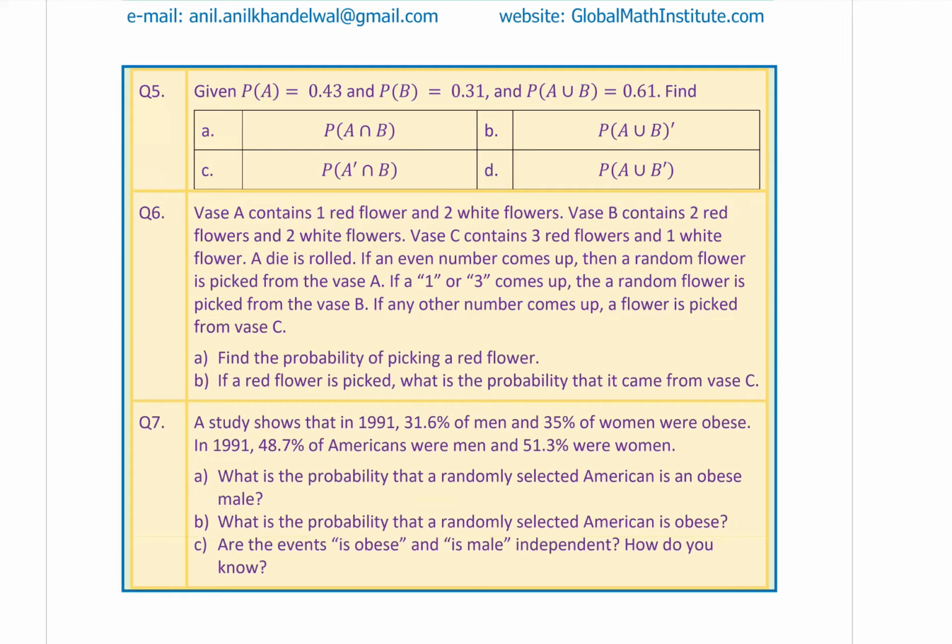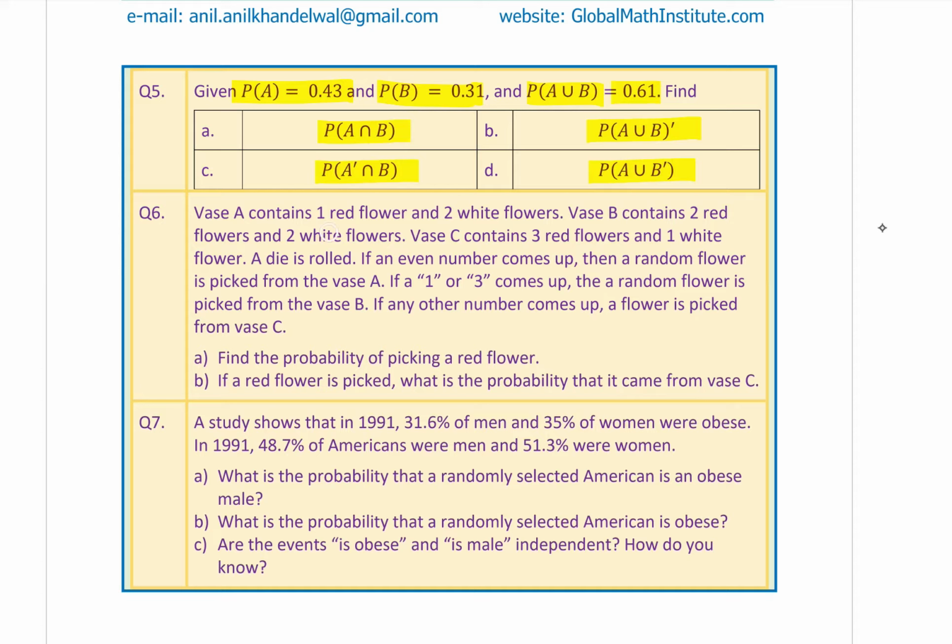Now here are question number 5, 6 and 7. In question number 5, we are given probability of event A, which is 0.43, probability of event B is given to us as 0.31, and the probability of A union B is given as 0.61. You need to find the probability of A intersection B, probability of complement of A union B, probability of A complement intersection B, and the probability of A union B complement. Question number 6.